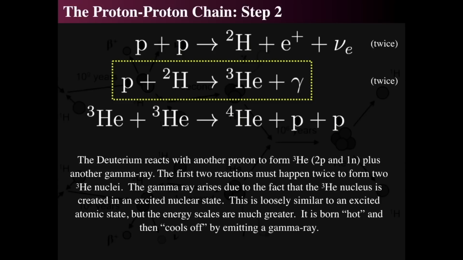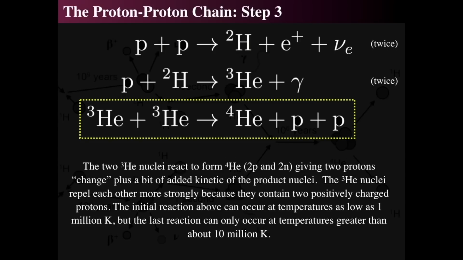So now we've got 2 gamma rays being emitted, one from the first step and one from the second step, and each of these things has to happen twice. So now we have 4 gamma rays being created. And then finally, we have the 2 light helium nuclei smack together, because now they can do that. But you have to have very high temperatures because there are positive charges, right? 4 positive charges have got to overcome it. And this is where the 10 million Kelvin thing comes into play. So now they've got to smack into each other.